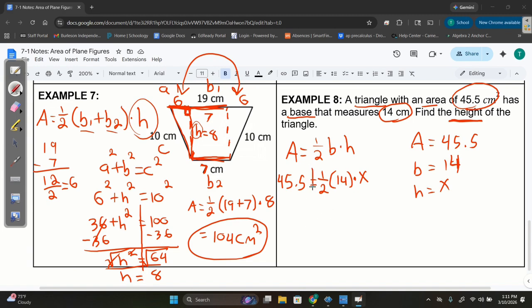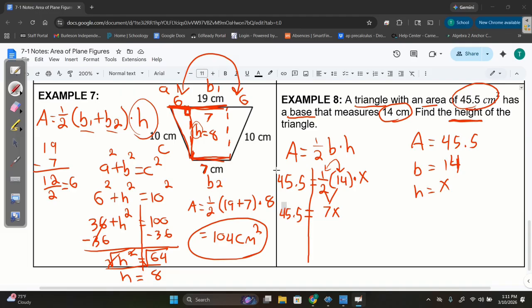Now we're going to have to try and solve this out. There's many different ways you could do this. Right now, the easiest way to do it is notice that 1/2 is getting multiplied by 14. So we can ask ourselves, what's 1/2 of 14? 1/2 times 14 is 7. So these become 7, and I can drop down the x equals 45.5.